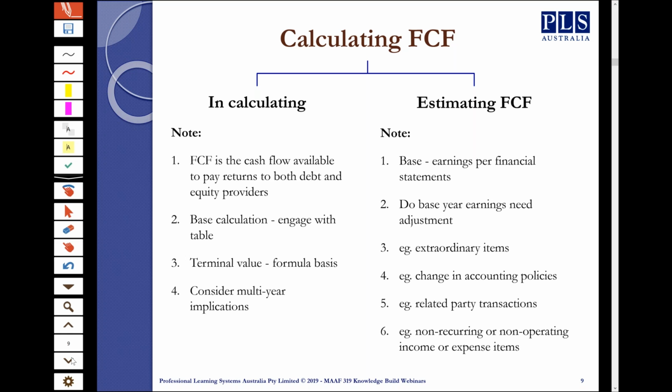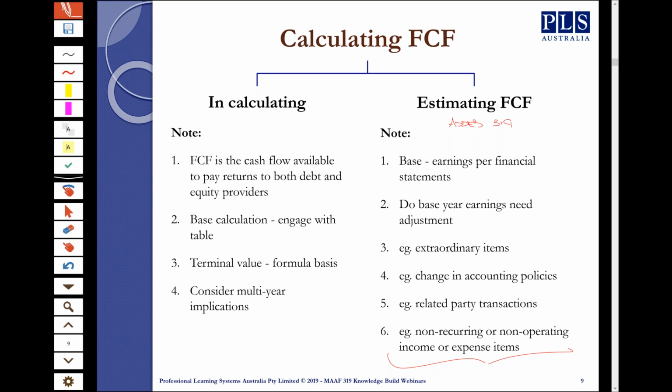I would also highlight, however, curiously, what the Institute has done this time is in 319, they have added coverage with respect to estimating free cash flow. Now, I personally believe this should have been here all the time. But for the first time, the Institute have turned around and gone, oh, but of course, if you're looking at acquiring an entity, you'd take, at a base level, their earnings, but then you'd have to consider, do they need adjustment? Are there related party transactions? Are there non-recurring or non-operating income? Are there extraordinary items?